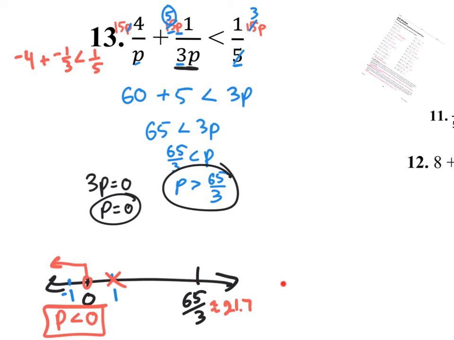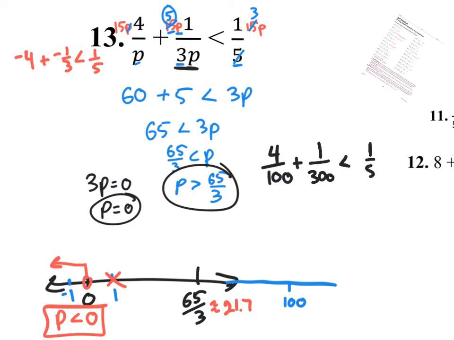And now if we test any value over here, let's see if it works. Let's test, I don't know, let's plug in 100. Yeah, this thing's way over here, 100. So when I plug in 100 right here, it's going to read 4 over 100 plus 1 over 3 times 100. So that's going to be 1 over 300 is less than 1/5.